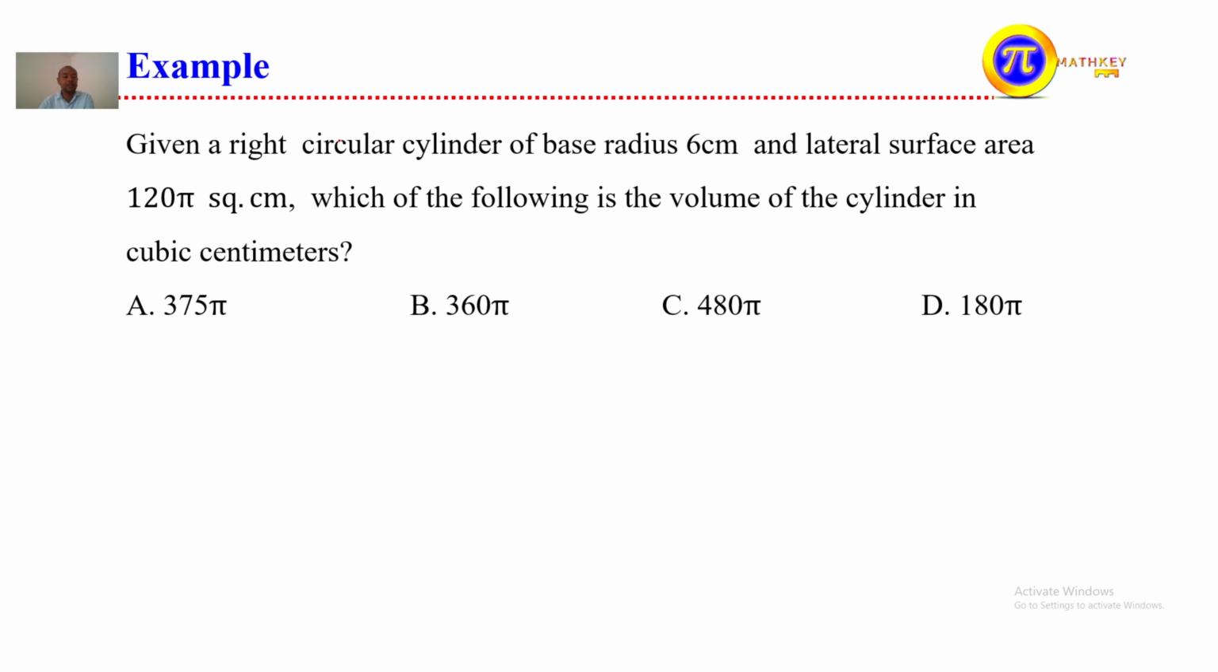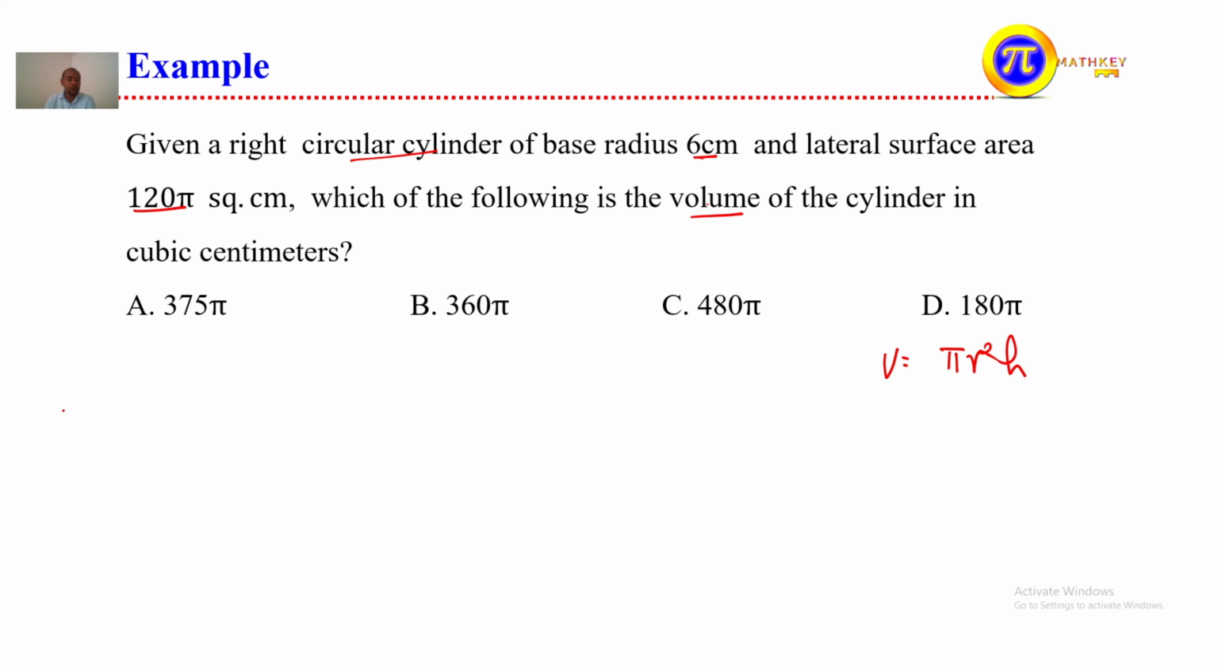When you consider the example given here, you have a cylinder with base radius 6 centimeter and lateral surface area also given, that is 120 pi square centimeter. So we'll try to find the volume of this cylinder. First you find the height, since volume of a cylinder is equivalent to base area r squared times h. But we don't have any h here.